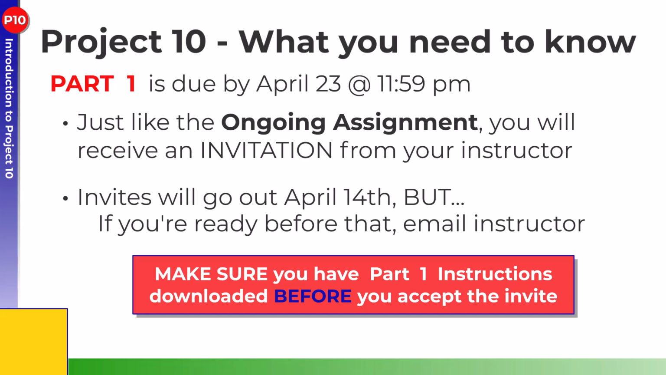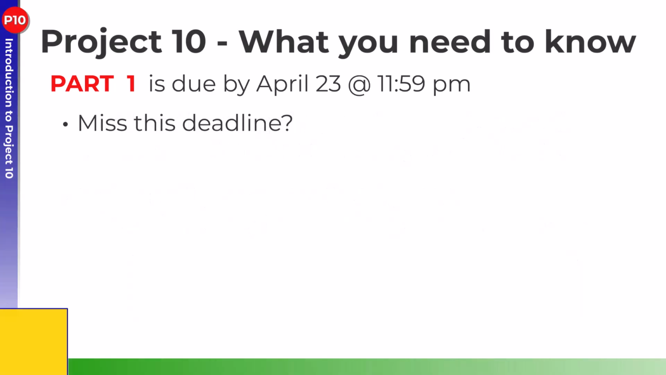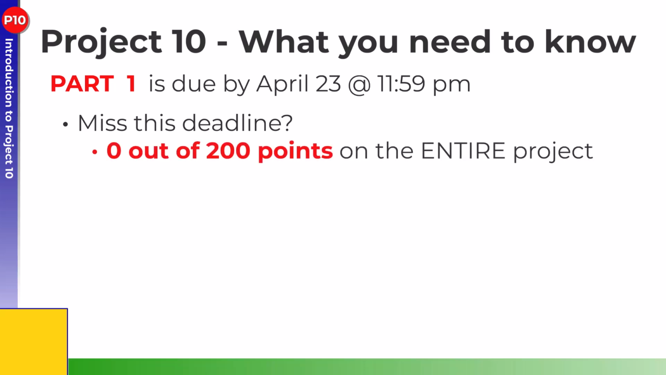Now, here's the thing. I said that Part 1 is due by April 23rd at midnight. If you miss that deadline, you will get 0 points for the entire project. There will be no exceptions and no extensions. Remember, this is your final project for the course. So if you're not meeting the deadlines, you're not going to get an opportunity to continue working on the rest of the project.